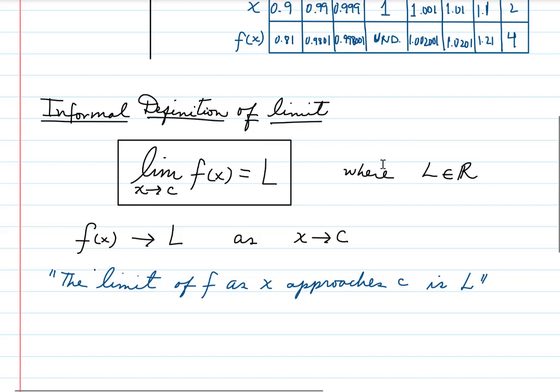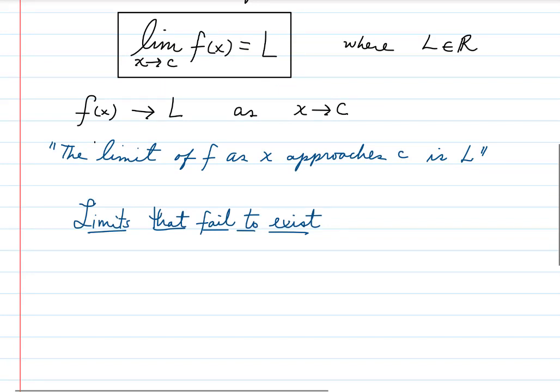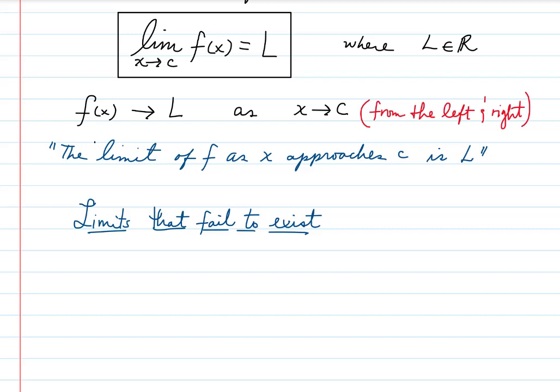Having that in mind, let's look at some examples of when the limit fails to exist. One of the conditions was that x approaches c, and when we said approach c, we mean from the left and right. That's one of the things we had to make sure happens for this limit to exist: that x approaches c from the left as well as from the right. So what happens if that doesn't happen?